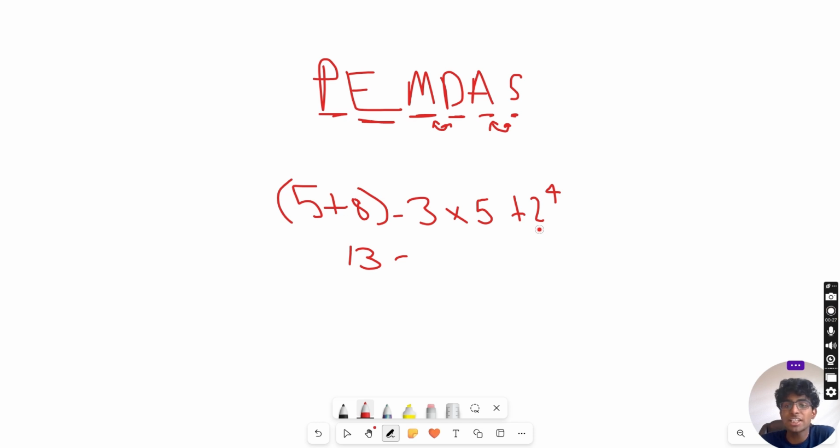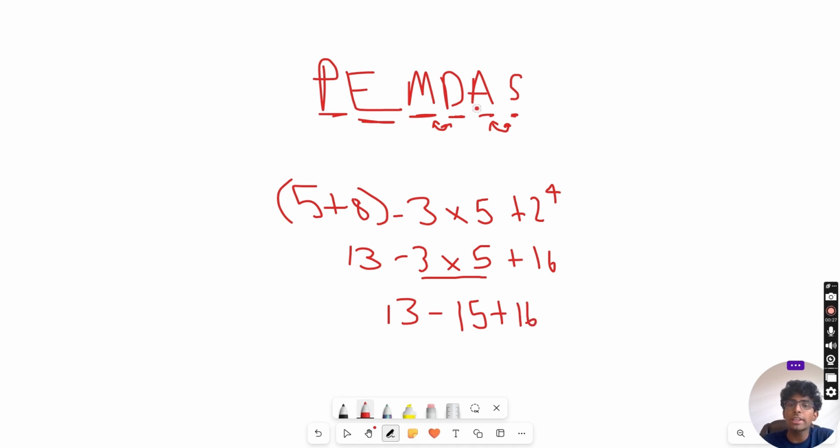2 to the 4th, that is 16, right? That's 2 times 2 times 2 times 2, which would give us 16. So 13 minus 3 times 5 plus 16. Now we want to evaluate the multiplication that comes up next. So it'd be 13, 3 times 5 is 15, so minus 15 plus 16.